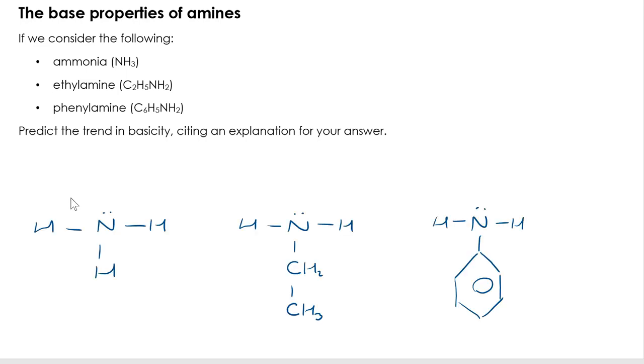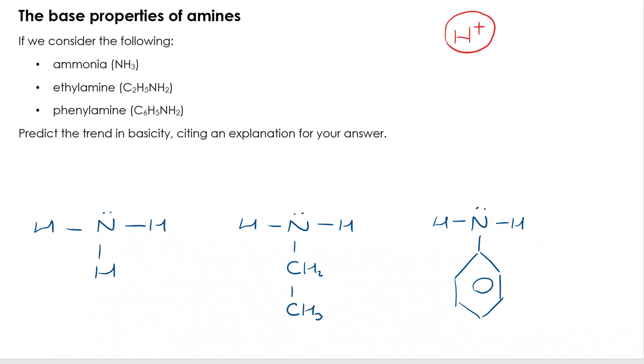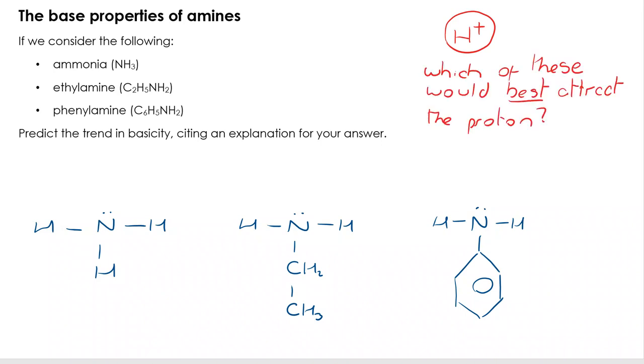Well, I'm going to start off by drawing them out. I've got ammonia here, I've got my ethylamine, and I've got my phenylamine. All of them have got the N with a lone pair of electrons on. All of them, we're thinking about them in the context of accepting a proton, accepting that positive ion. And the question really comes down to which of these is going to be more attractive to that proton. Now we're going to come back, as I say, and explain all of that a little bit more later on.